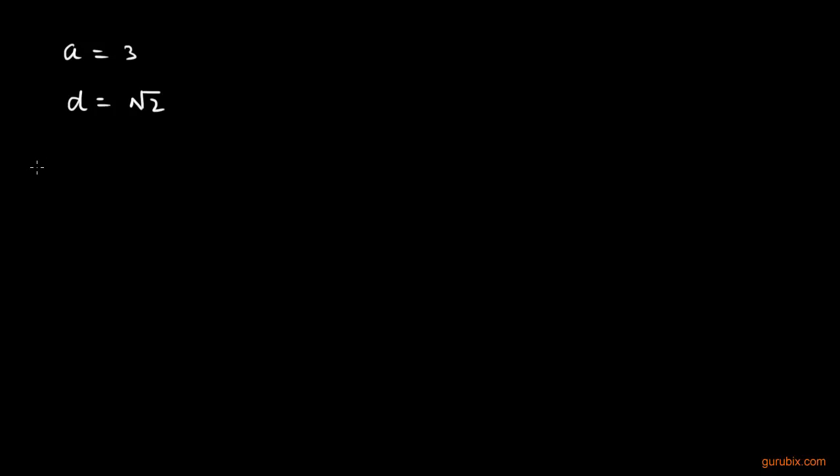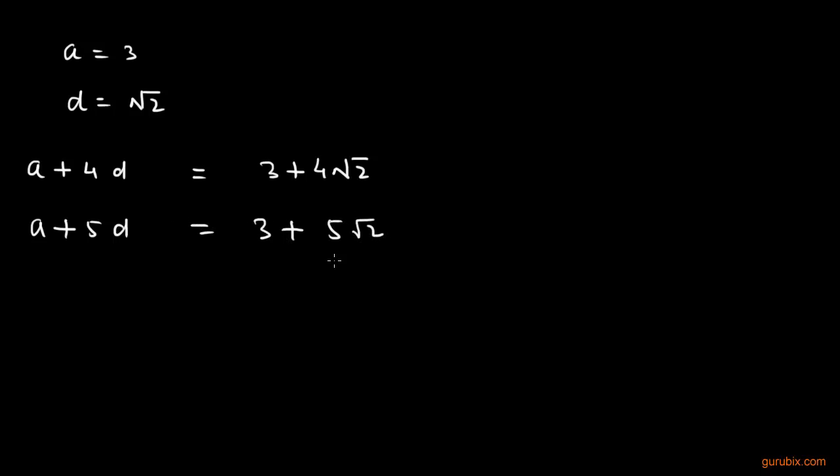root 2. Now we have to find out the 5th, 6th and 7th terms, and we know that the 5th term is a plus 4d. Therefore, this is equal to a plus 4 root 2, and the 6th term is a plus 5d. This is equal to a plus 5 under root 2. And the 7th term is a plus 6d. This is equal to 3 plus 6d.